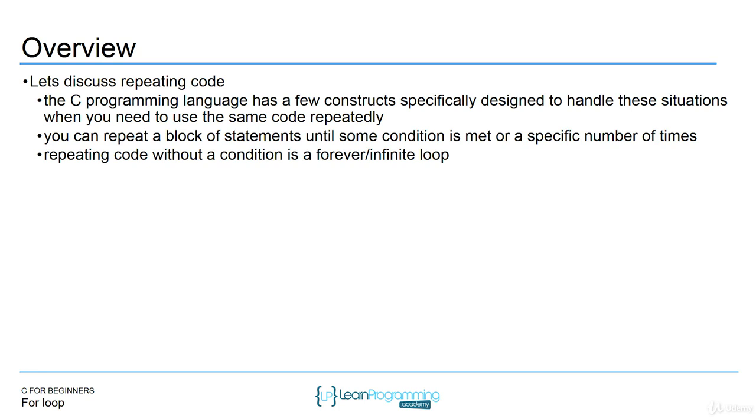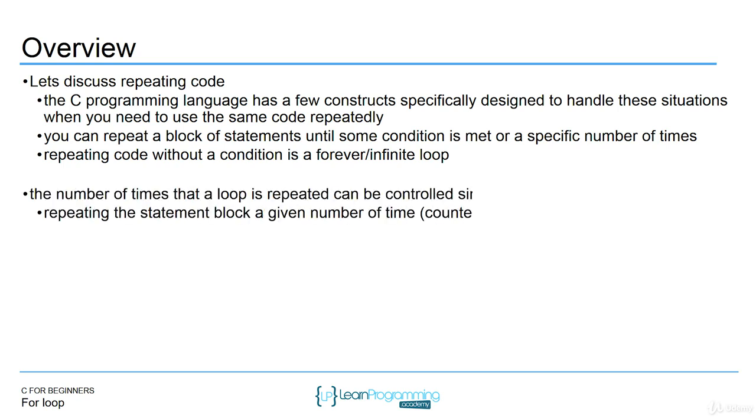The C programming language has certain constructs designed for the language that you can use when you want to repeat code. This allows you to repeat a block of statements until some condition is met. So it's similar to the if statement in that you're going to evaluate a Boolean expression, a condition. You can't run forever. When you run a loop forever, that means it's an infinite loop. And there are only certain times you may want to do that, usually for monitoring or listening to something.